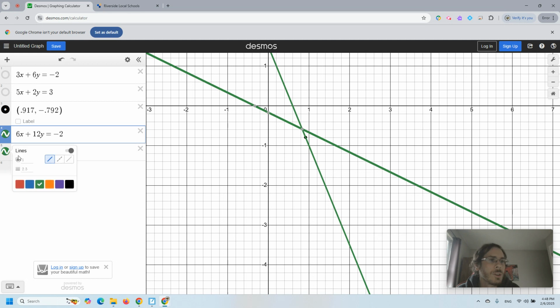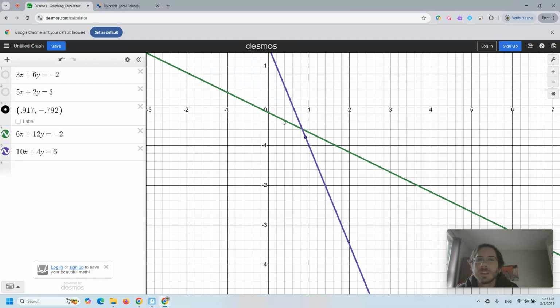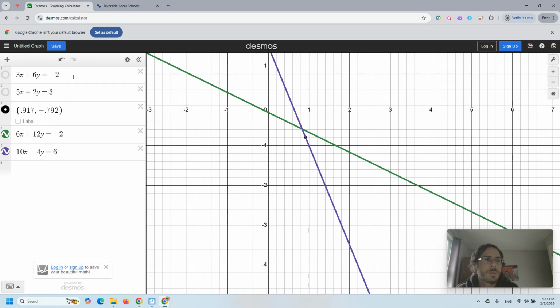That's how you can tell if that one's not good. Green and purple. We can see that's how we can tell it's not correct, so we got a different answer. However, if we were to try the right answer, so negative 4, this is going to be pretty cool.